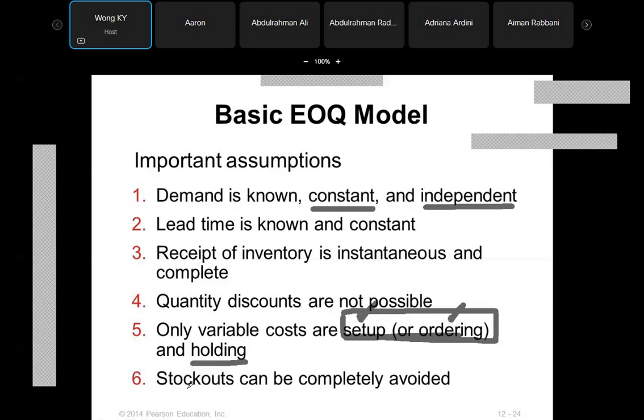And assumption number 6: stock out can be completely avoided. We assume that there is no stock out, meaning the stock level is always enough.